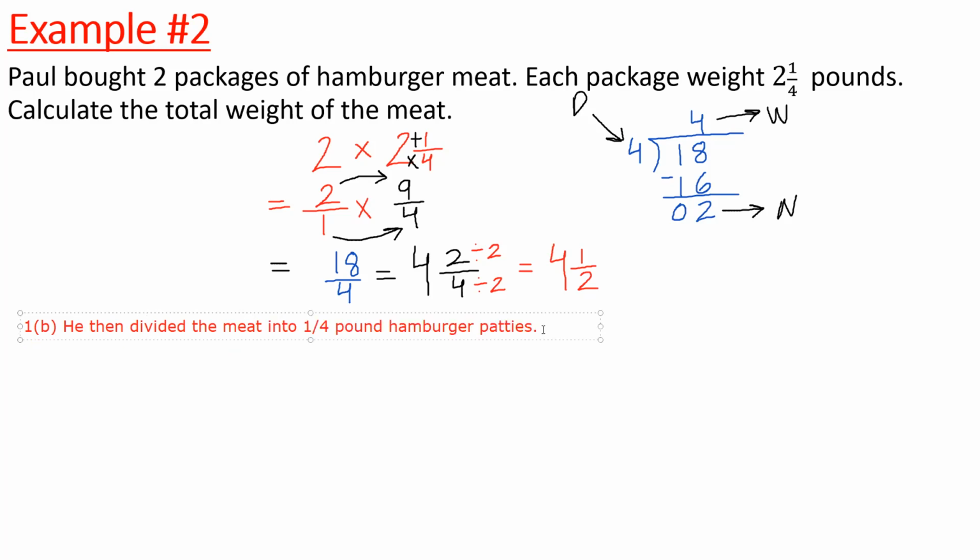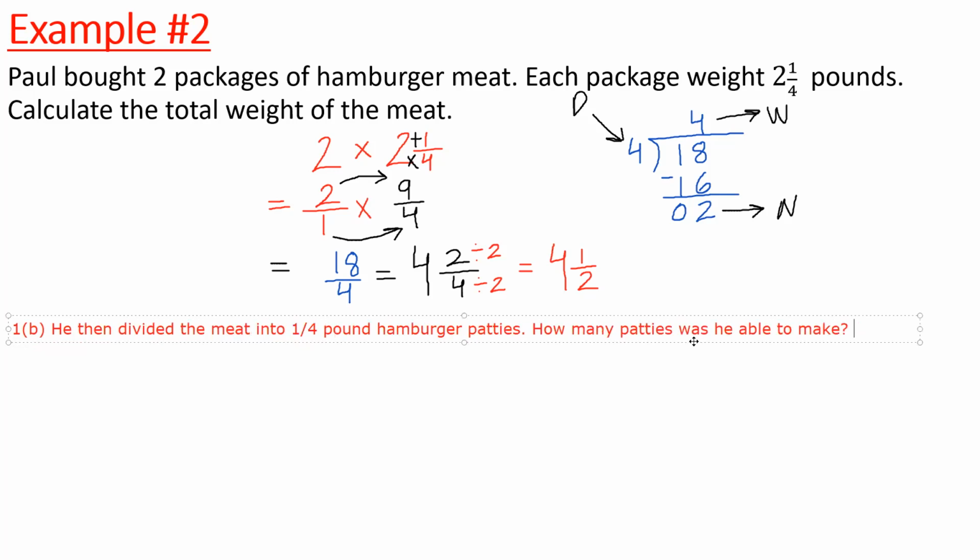The question is, how many patties was he able to make? He then divided the meat into 1 over 4 pound hamburger patties. How many patties was he able to make? So in order to do this, we have to add, subtract, divide, or multiply. What do we have to do?